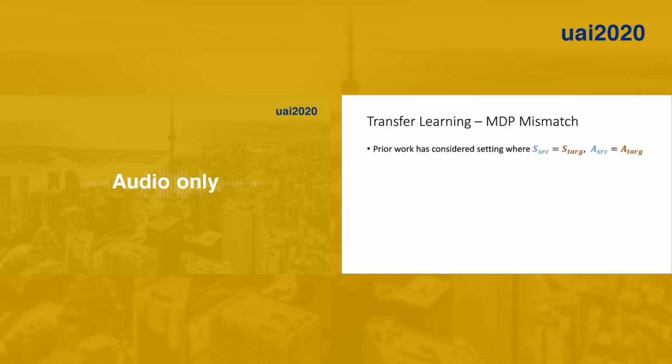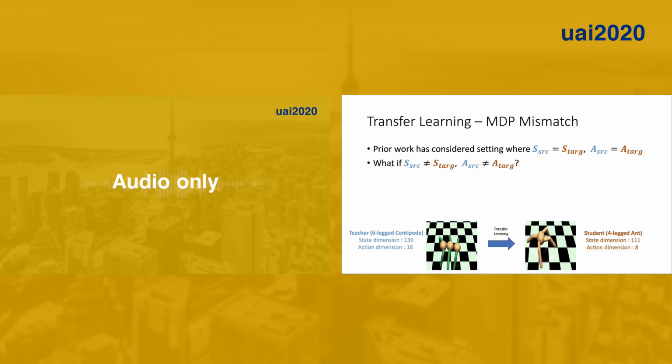Prior work has considered the setting where the state and action spaces have been the same across source and target MDPs. But what if this isn't the case? How should we handle the difference in state space? And how should we handle the difference in action space? Our work seeks to devise a transfer learning method that gracefully handles these differences.